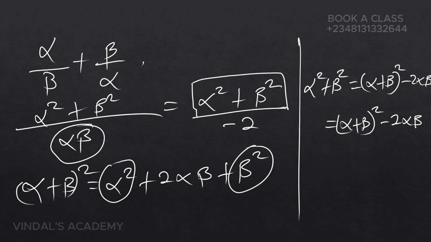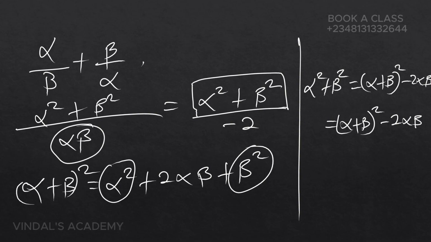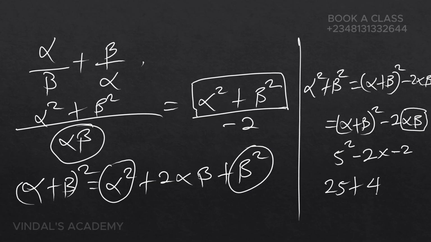Now we know the sum. The sum is already found to be 5. So I will go in here and put 5 squared minus 2 times the product. The product is what? The product is minus 2. So this is going to be 25 plus 4, which is 29.